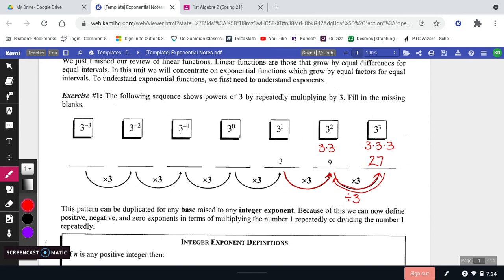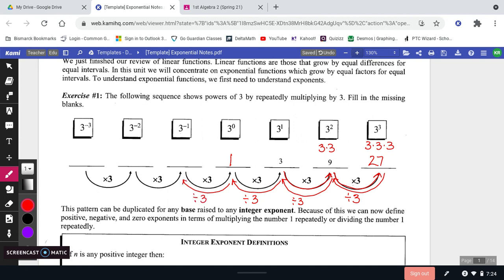So 27 divided by 3 is 9. If we do it again, move to the left, so you're dividing by 3. 9 divided by 3 is 3. And then if you follow that pattern, you're going to find that 3 to the 0, well, 3 divided by 3 is 1. And that's one of those exponent rules. Anything to the 0 power is 1.